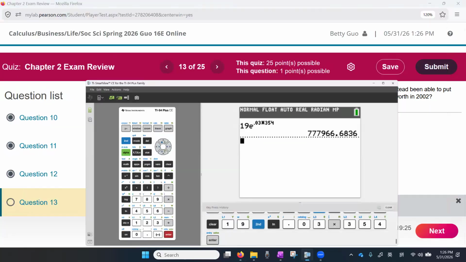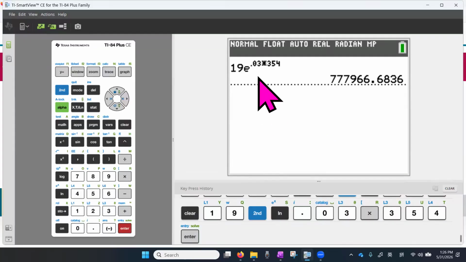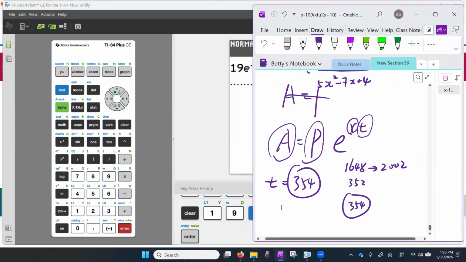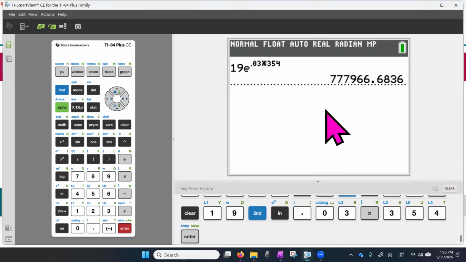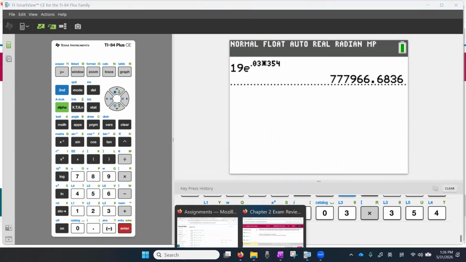$19. The interest rate is not high, only 3%, 0.03. 352 years, 354 years. Okay, and that's it. That's this problem.